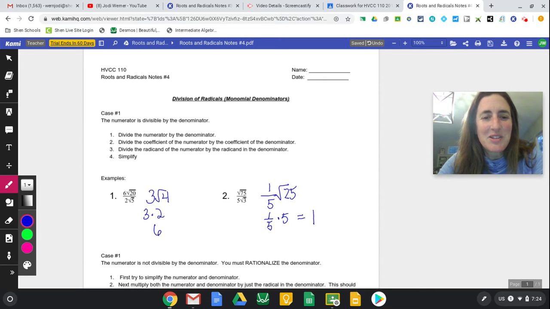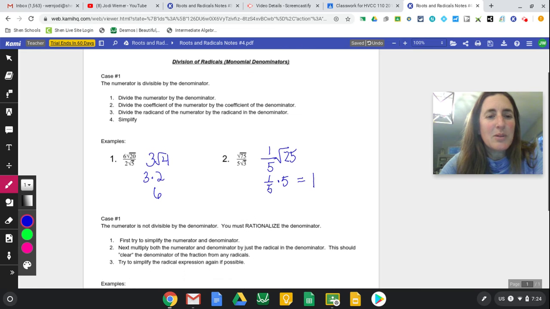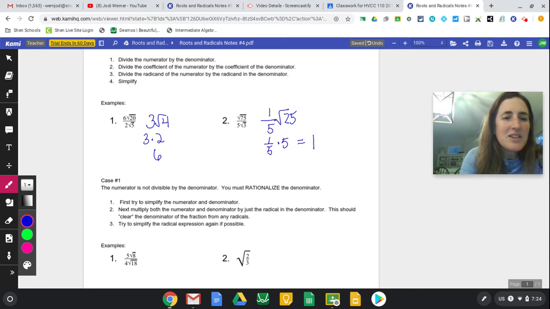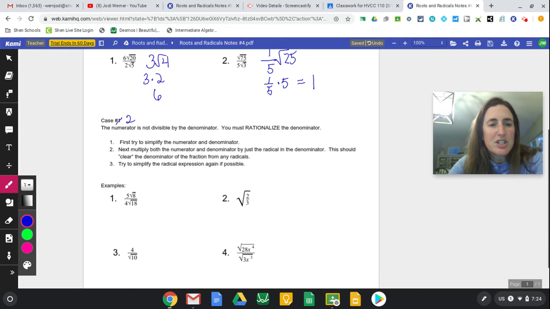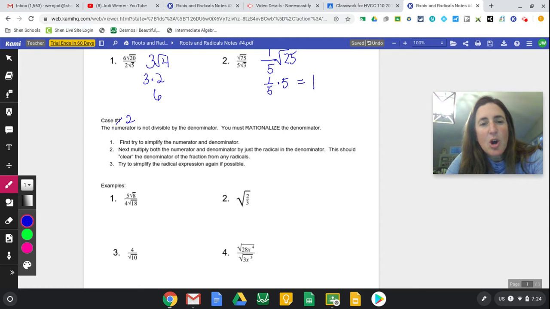Okay, now let's check out the second case. Oh, look, bad teacher. I wrote case 1. It should be really case 2. Okay, so now the numerator does not divide by the denominator. Like if you look in the first example, 18 does not divide into 8. That just doesn't work. So we have to do something called rationalizing the denominator.